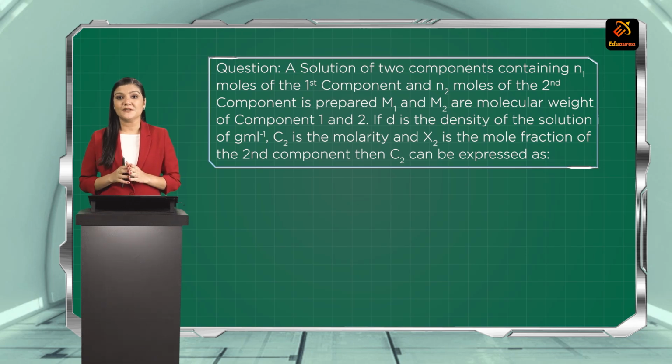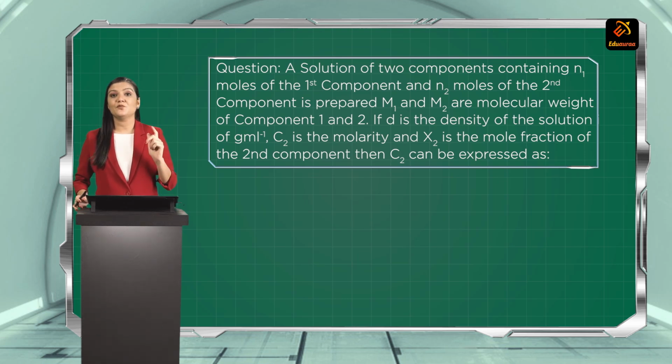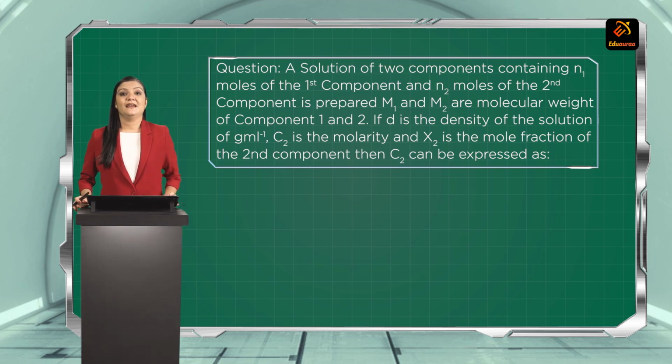Your next question is: a solution of two components containing n1 moles of first component and n2 moles of second component is prepared. M1 and M2 are the molecular weights of component 1 and 2 respectively. If d is the density of the solution in gram per ml and C2 is the molarity and x2 is the mole fraction of the second component, then C2 can be expressed as. You have 4 options.